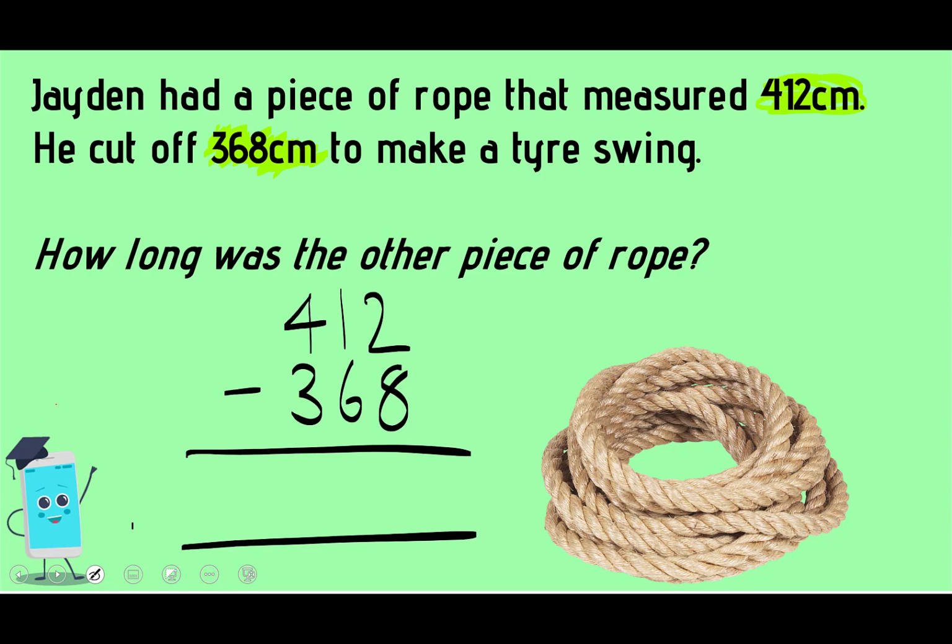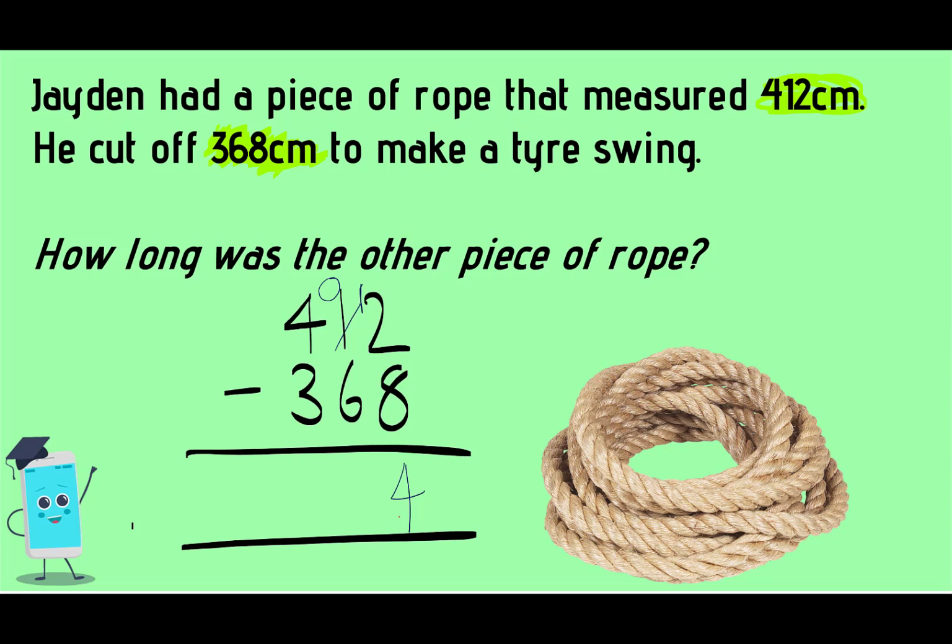So we're going to start in our ones column. 2 subtract 8. Well, I can't do that, can I? I don't have enough. I don't have 8 ones to take away from my 2 ones, so I'm going to need to borrow a 10. Now, I've only got 1 10, so if I take that away, I'm left with no 10s. So I'm going to bring the 1 10 over to my 2. I've now got 12. 12 ones take away 8 ones is 4 ones.